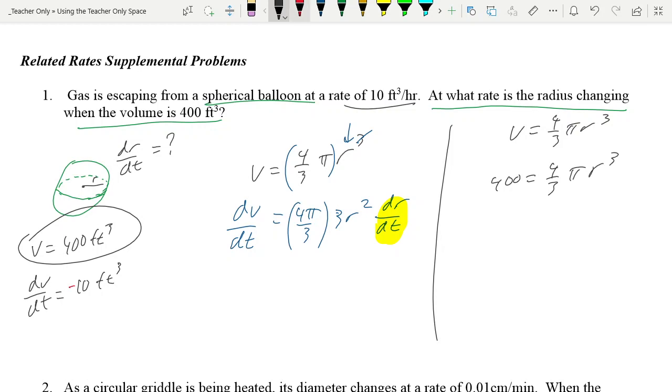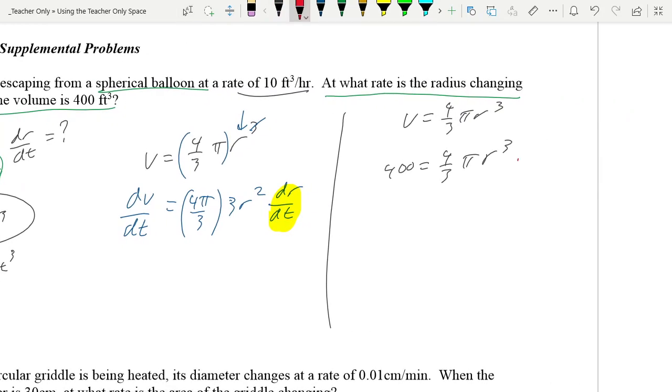So I could use this to solve for r potentially. So I'm going to multiply by 3/4. But whatever I do to one side, I got to do the other. So the 3 and 3, the 4 and the 4, they all divide, leaving me with 300 is equal to pi r cubed. Maybe divide by the pi. So this is 300 divided by pi equals r cubed.